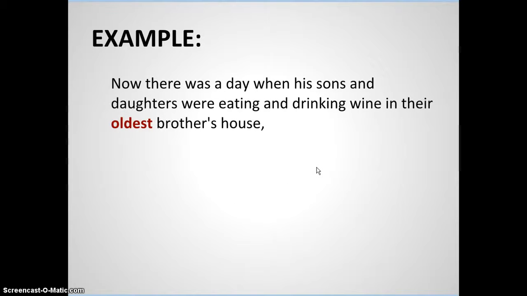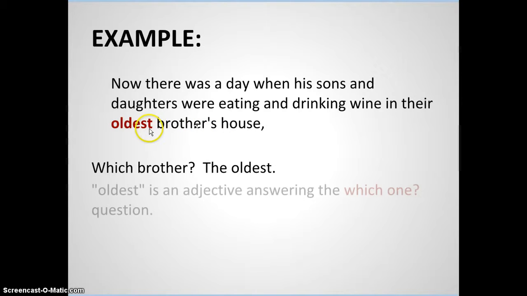Now here's Job's family, and they are all eating and drinking wine in which brother's house? Well, the oldest. So oldest is an adjective answering the which one question. And that's how we know it's an adjective, because it's answering that question. And it's modifying this noun right here, brother's, the oldest brother's house.